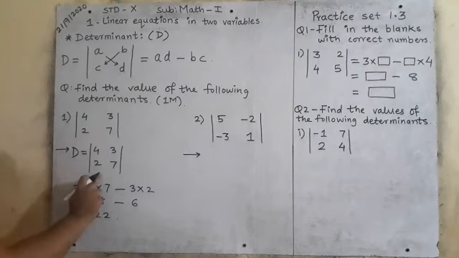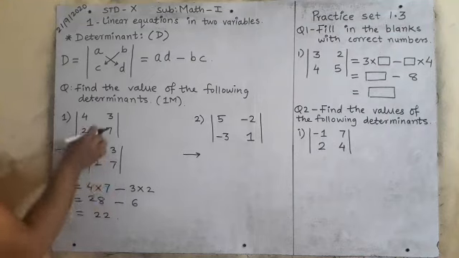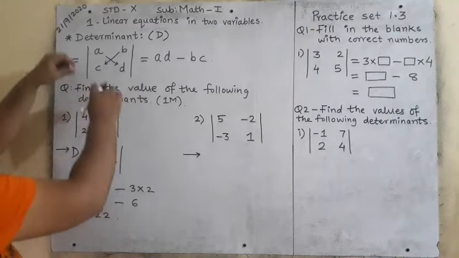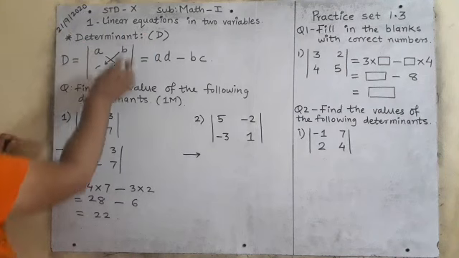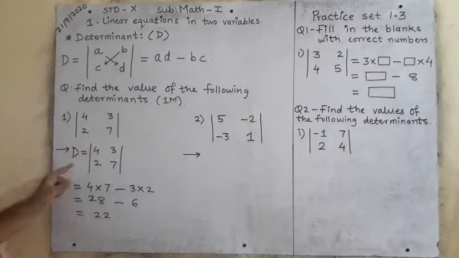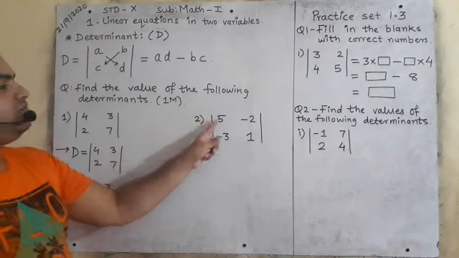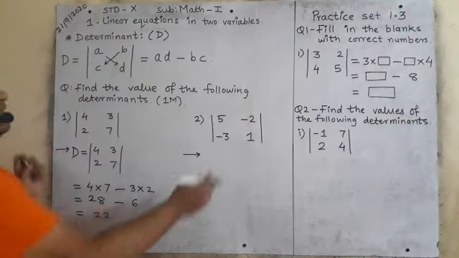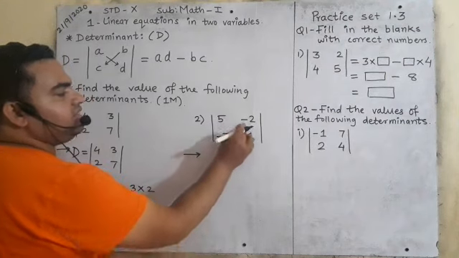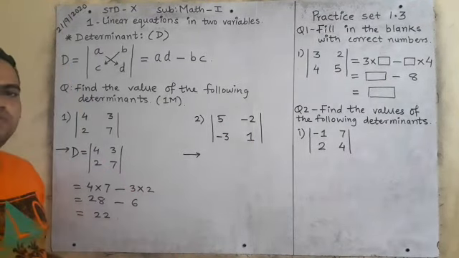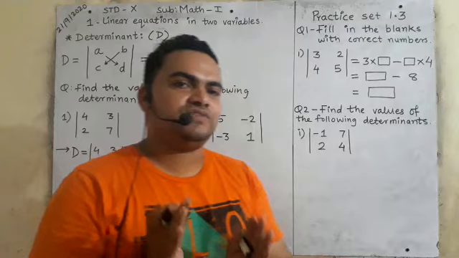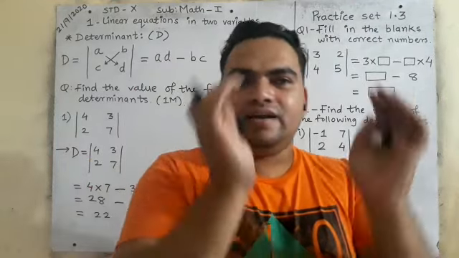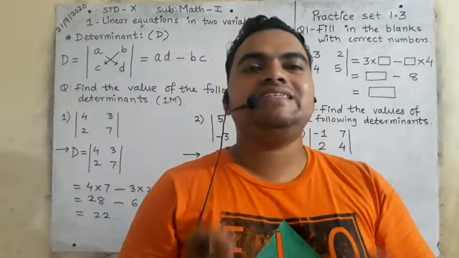There are four values A, B, C, D. This determinant has 2 rows and 2 columns. Is it clear? And how do we have to solve? A will multiply with D and B will multiply with C. Now see here, in this determinant there are some negative numbers. So wherever negative numbers come, keep those numbers in brackets. It will be easy for you to solve.